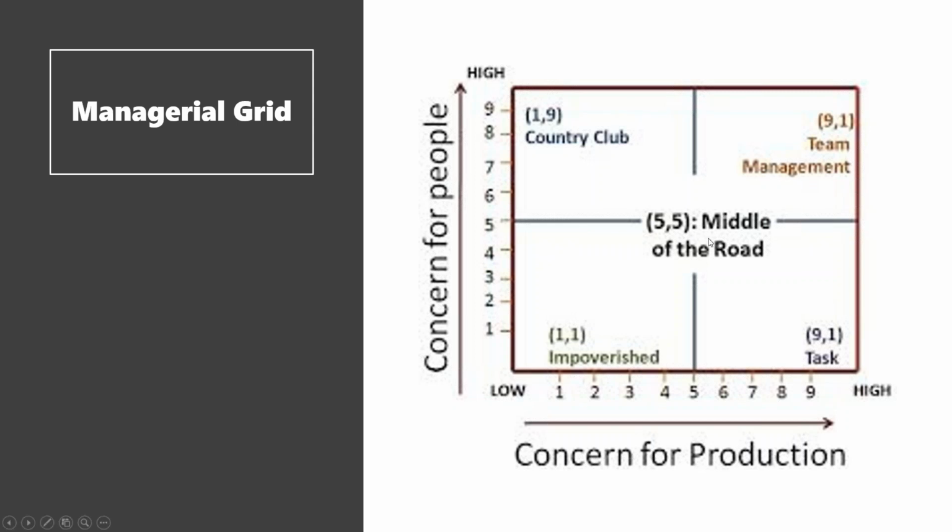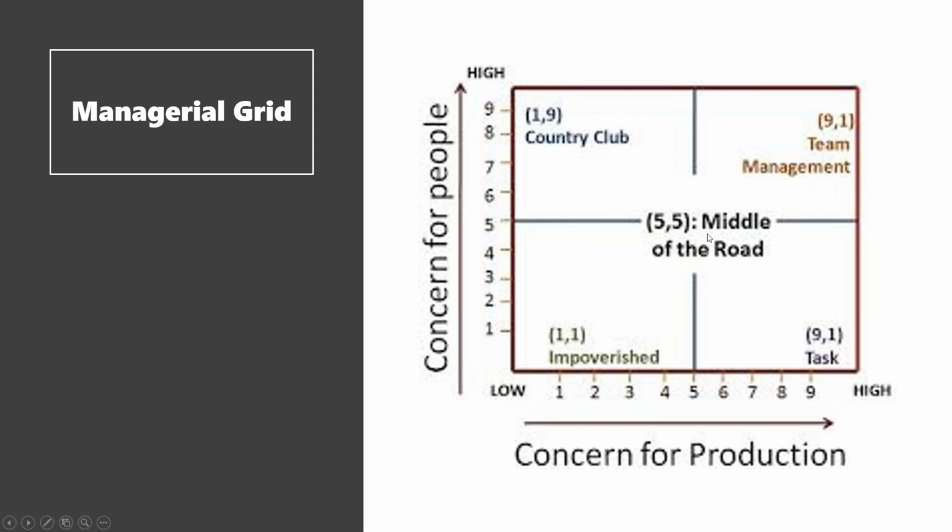And then you've got one more here, which is the middle of the road. Now, the middle of the road one is perhaps where people should consider themselves, because if you're a 5-5, in other words, you're in the middle of the road, it means that you can fluctuate very quickly and easily to what's required. So at certain times, for example, when there are deadlines that need to be met, you need to be far more focused on production because of the deadlines. So therefore, you can easily go into that box of task.